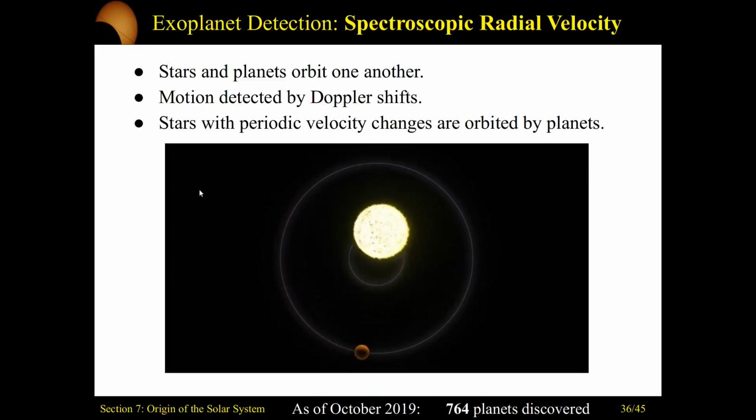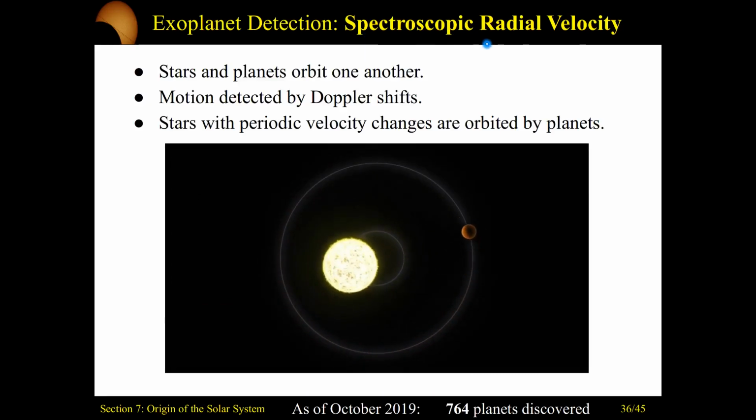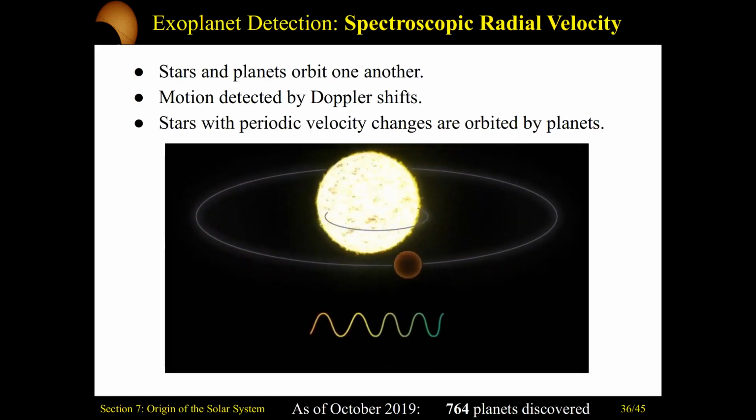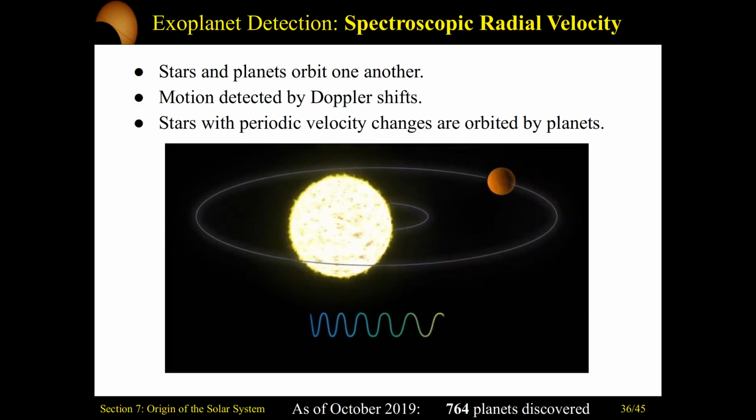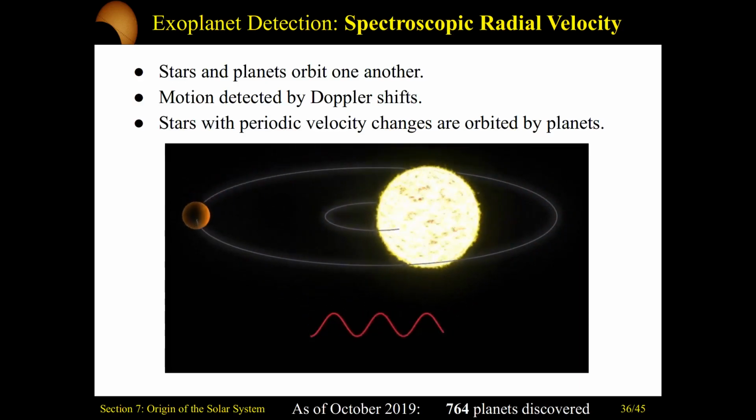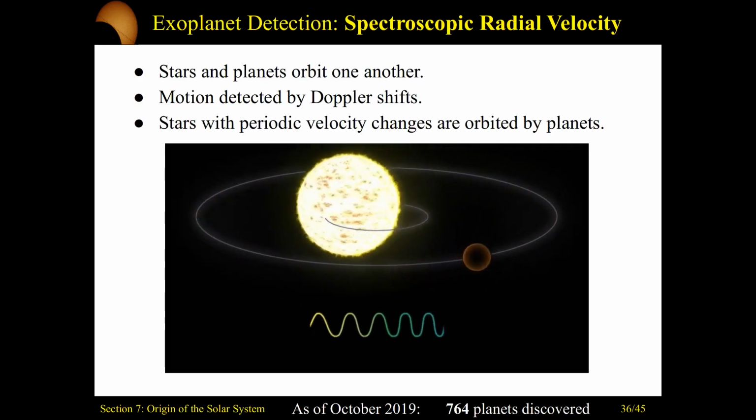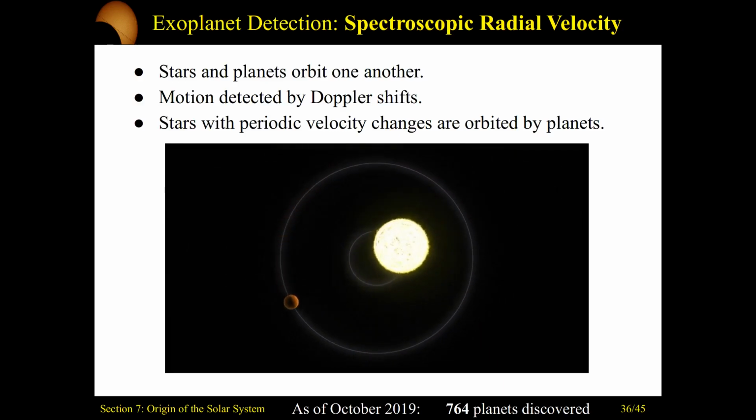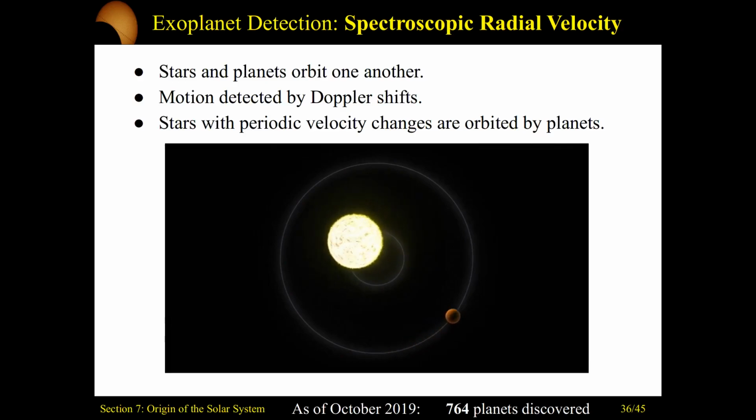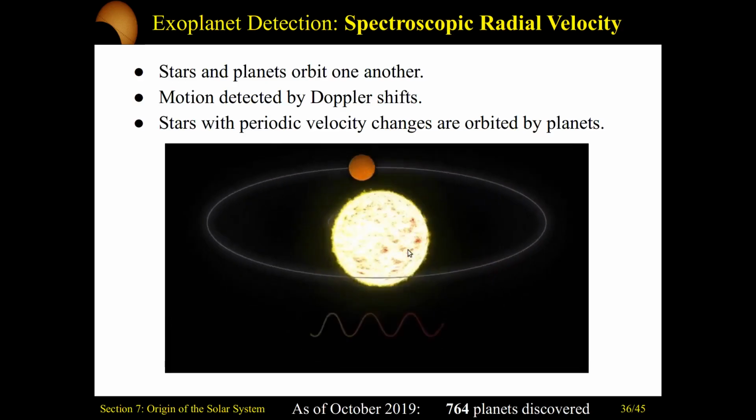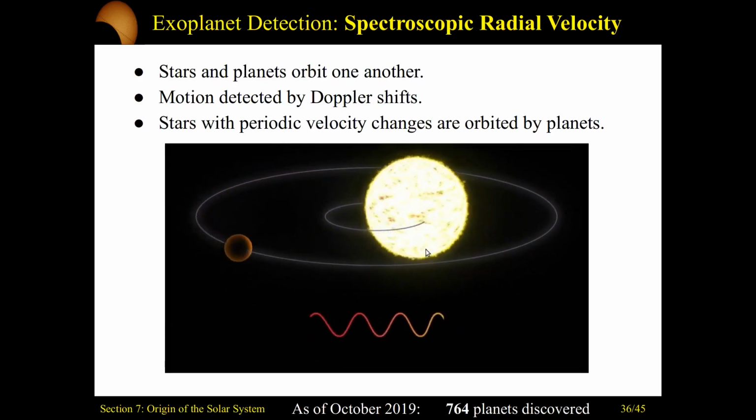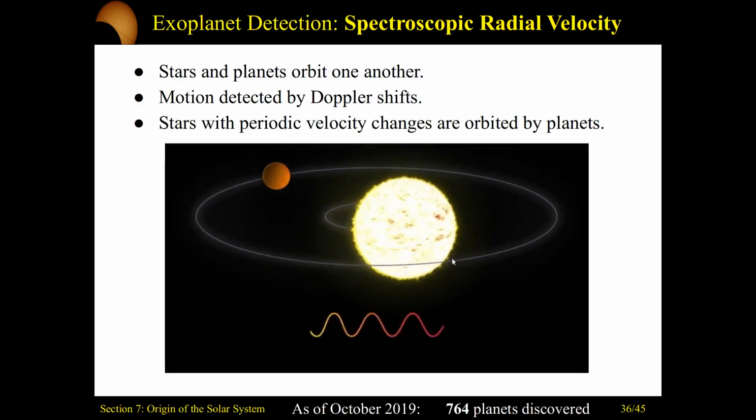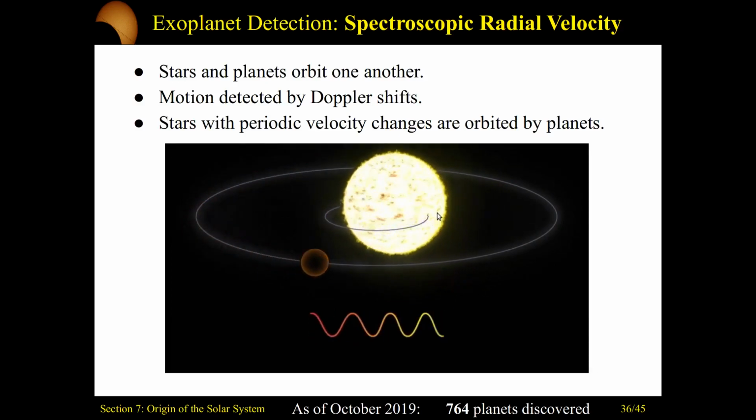Our next method is called the spectroscopic radial velocity, or just the radial velocity method. And this is all based off of Doppler shifts in the motion. Think back to our previous sections. We discussed bodies orbiting around each other. And something like Jupiter and the Sun, it's not just Jupiter orbiting around the Sun, they orbit around their common center of mass. Well, look what happens to the star as it's orbiting around its common center of mass with its planets. Here the star is going away from us.